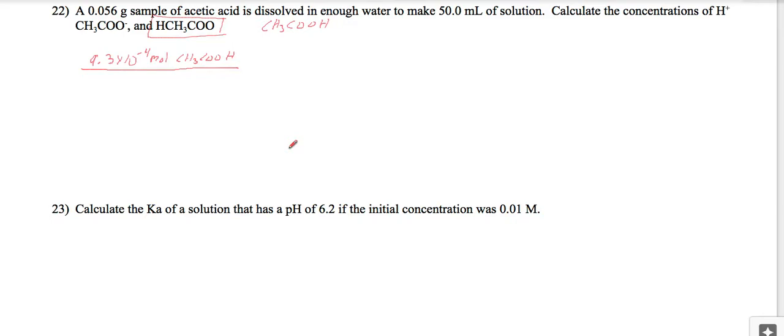So we have 9.3 times 10 to the minus fourth divided by 0.05. That gets us a value of, that's our liters by the way, 0.0186 molar. And you know what? I think maybe we will be able to use the approximation on this one now. So we have that for a concentration of acetic acid. We can do our ice table, CH3COOH.